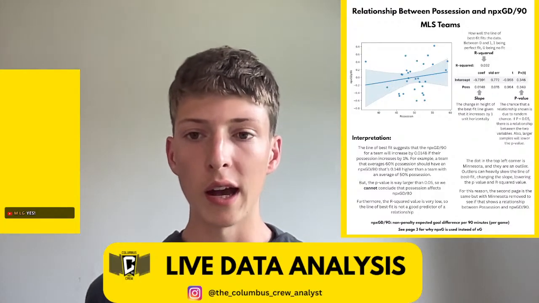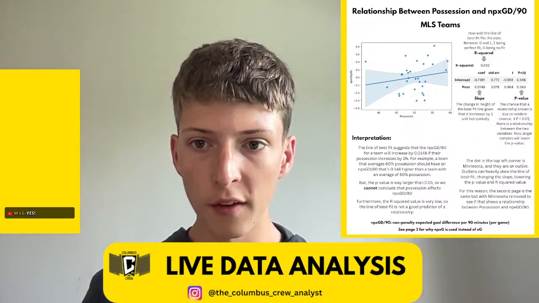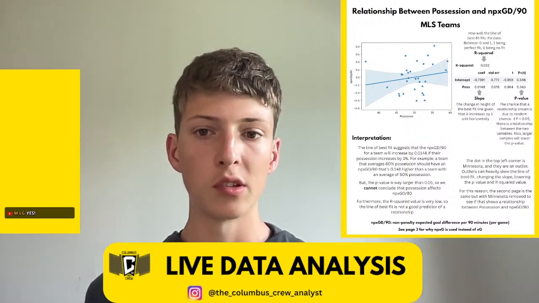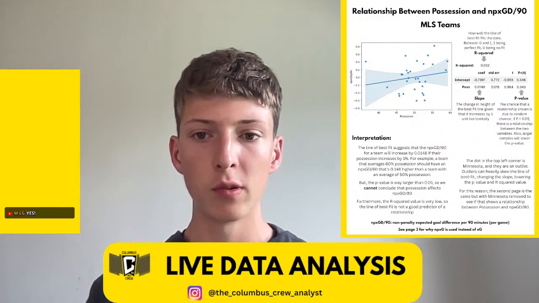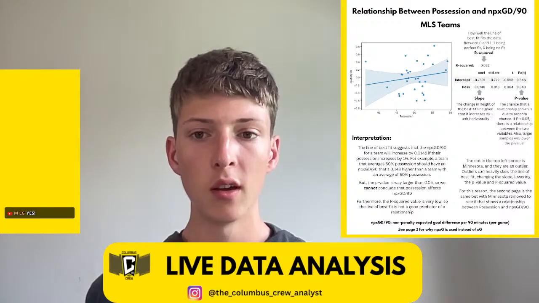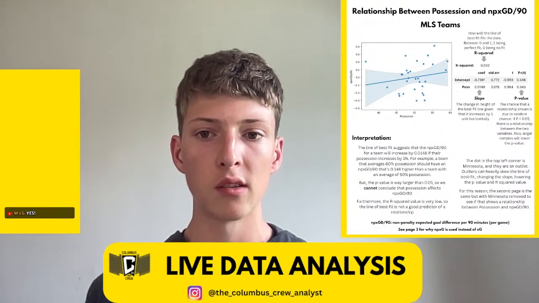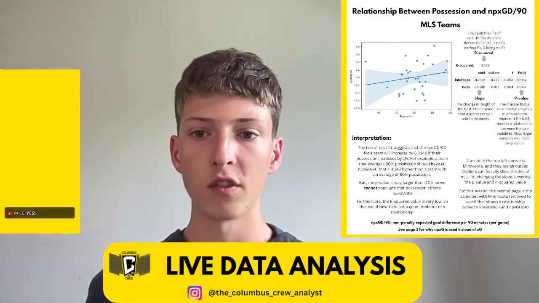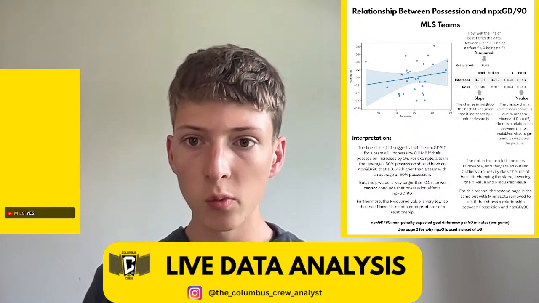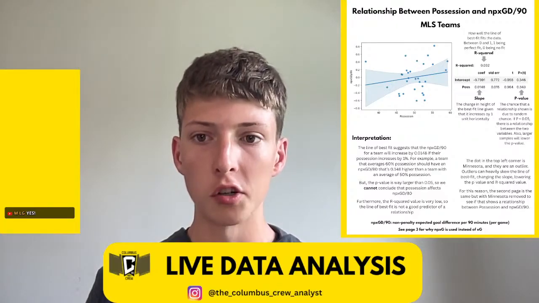So yeah, and then the bottom left in the table is the slope. It's just the slope for a 1 unit increase in the x position. So for a 1 unit increase in possession, how much does the line rise, or what's the increase in non-penalty expected goal difference per 90? And the last one that I feel is important is the R squared value.